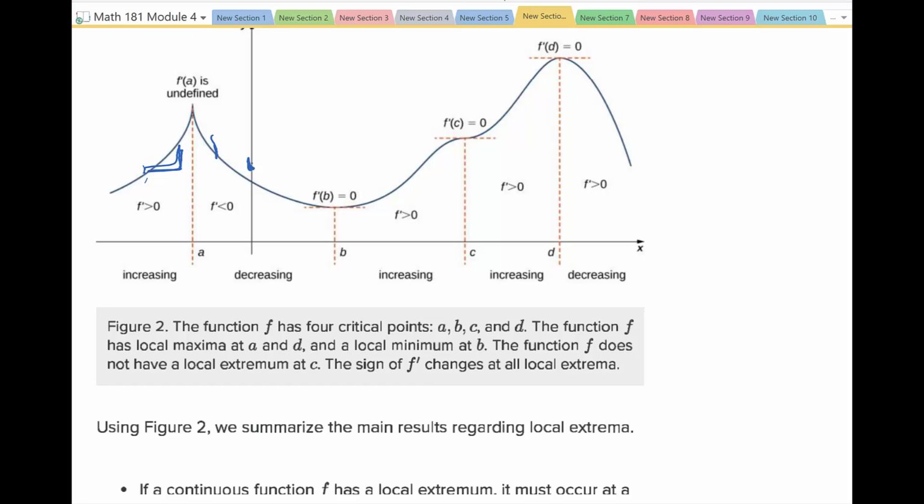And I'll choose 0 and 3 as two test points. We're looking at 6x minus 12. Put a 0 in there, you get a negative. Put 3, you get a positive. So that means it's concave down here, and it's concave up here. So it's concave down from negative infinity to 2.